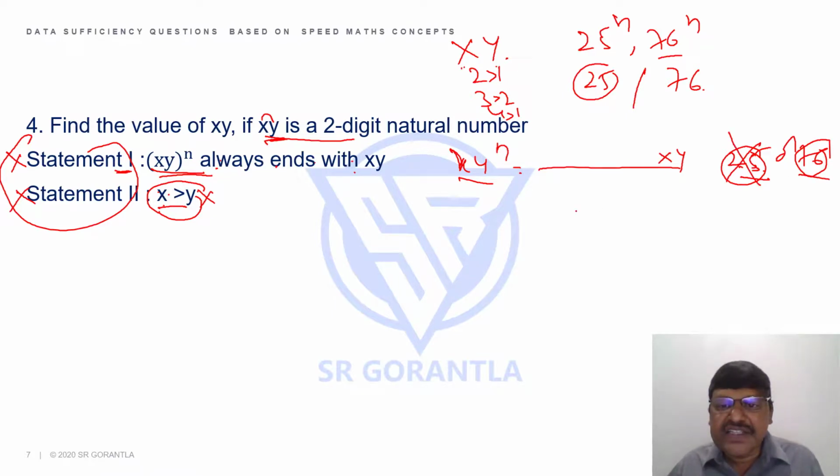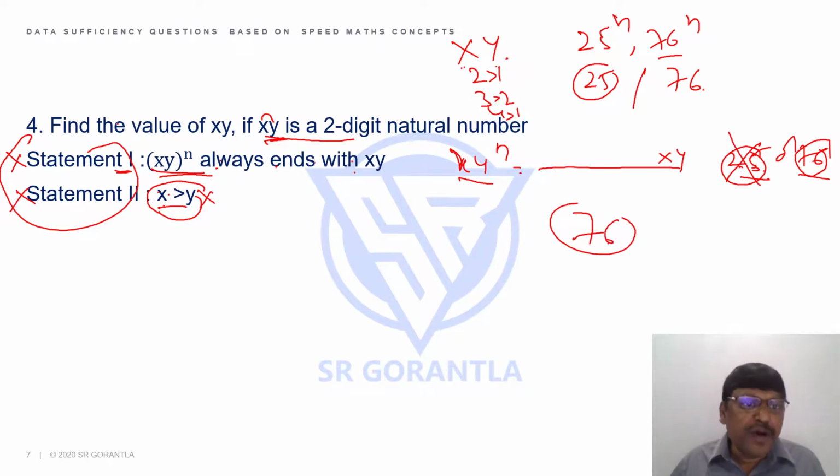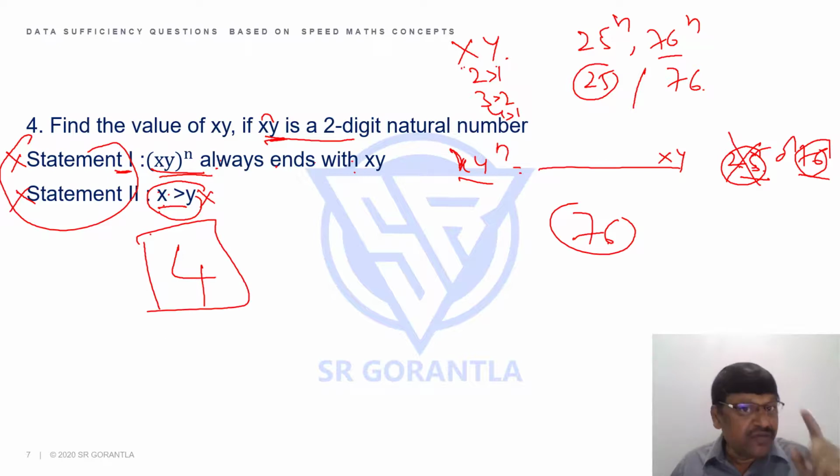I can say 76 is my answer, where 7 is greater than 6. 76 power n ends with 76. So with the help of both statements together, we can answer the question, students. With the help of both statements together means, what is your answer choice? If you recall your instructions in the first thing, if you want, you can go back and check. It will be answer choice 4.